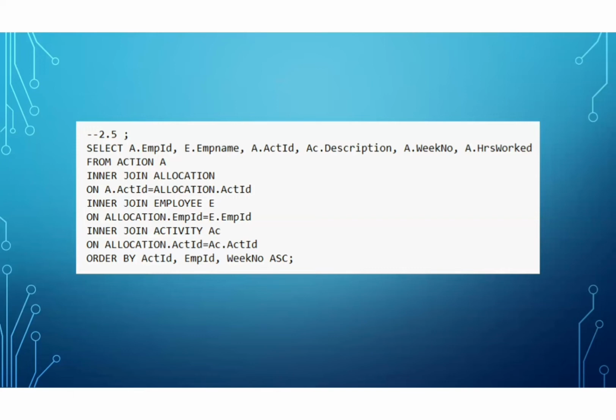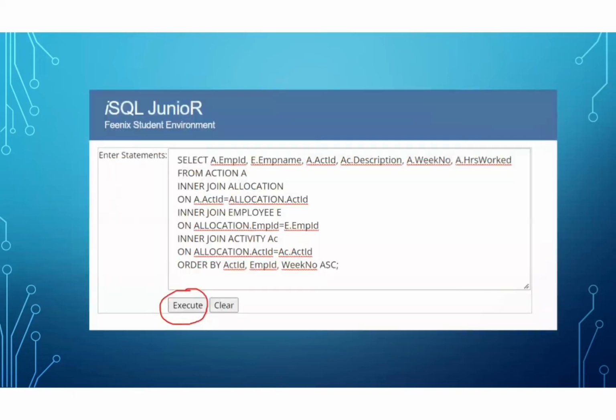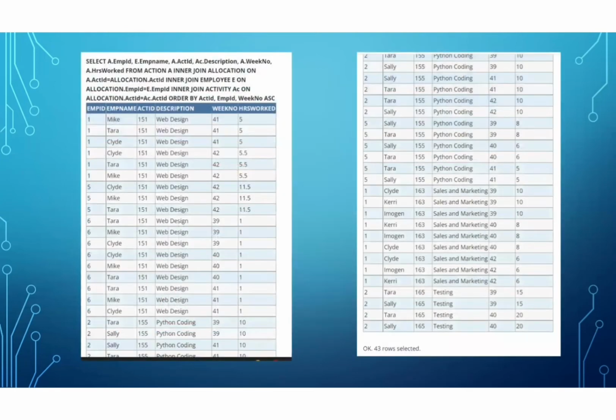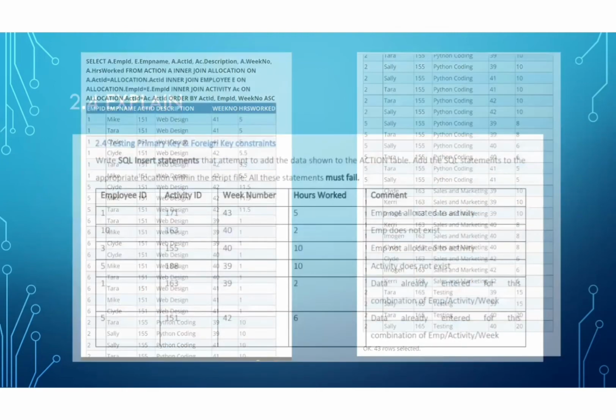And we copy and paste this code into iSQL*Plus Junior and execute it to run this. And this is the result. It also depends on how many rows are shown at the end of the result. You can see that 43 rows selected. Let's see the next example.